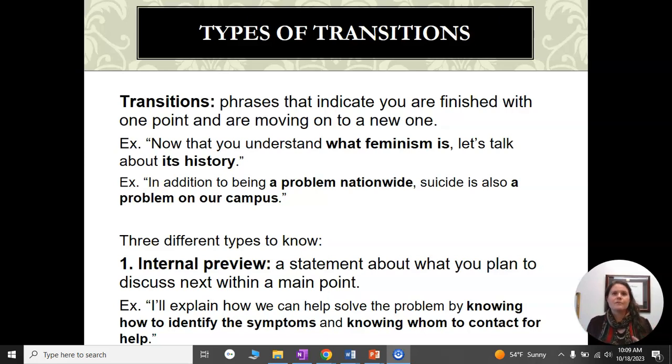Your thesis statement for the whole speech is like an internal preview. So it's saying, here are all the things I'm going to talk about. Here's what you should be looking for in my speech. But we also see these within main points to tee up what you're about to talk about.